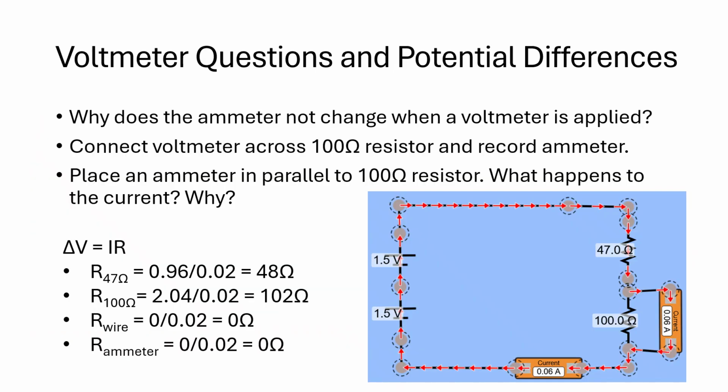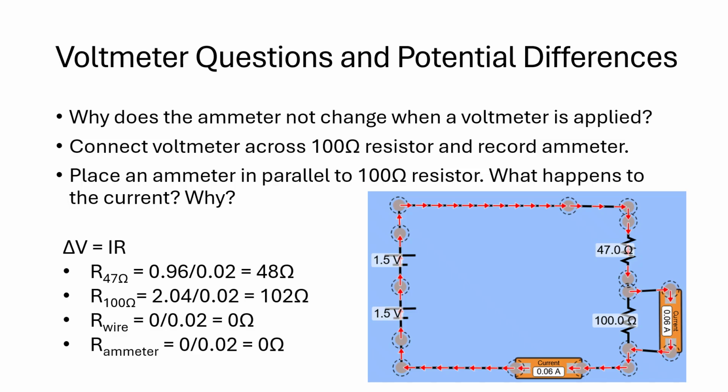So here we have a few questions for the voltmeter, and we're going to calculate the potential differences. So first off, why does the ammeter not change when a voltmeter is applied? Well, in real life, a voltmeter has high enough resistance that current cannot flow through it. So current cannot pass through the voltmeter, meaning it has to stay its course in the circuit. With that, the ammeter doesn't change because the current is still only flowing through the circuit.